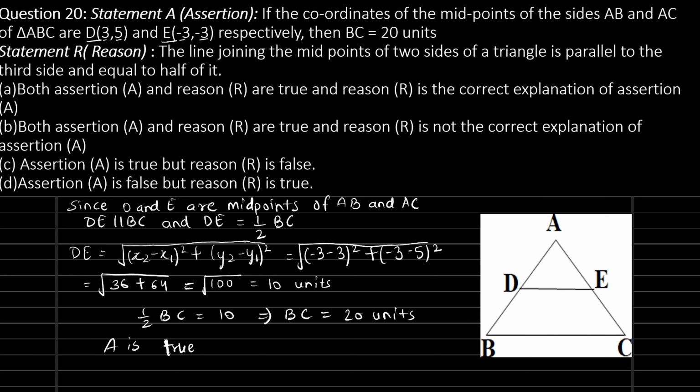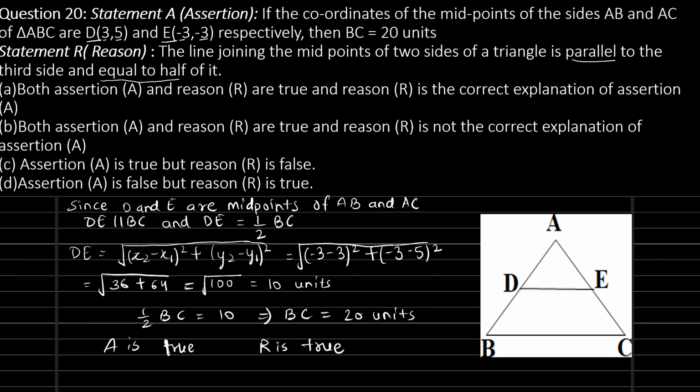Now what about the reason? Reason says the line joining the midpoints of two sides of a triangle is parallel to the third side and is equal to half of it. So the reason is nothing but the midpoint theorem itself, right? And the reason is true. Since it is a theorem, it is true. So we can say the reason is also true.